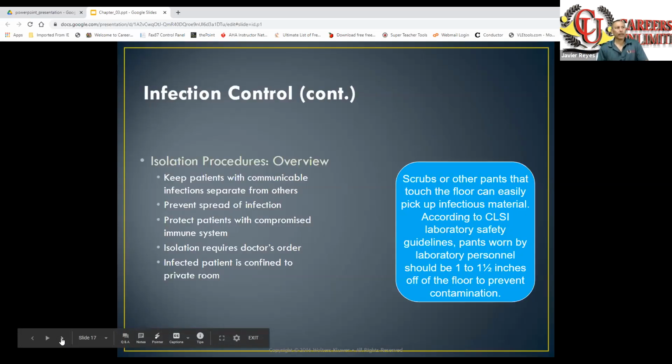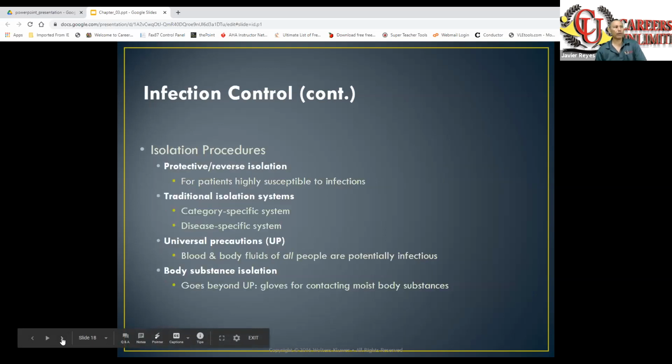Isolation procedures, again, it's very important that you understand what kind of isolation methods or practices you're going to do with certain patients. You're not going to do it with everybody, just with some, okay? Scrubs or other pants that touch the floor can easily pick up infectious material. According to CLSI laboratory safety guidelines, pants worn by laboratory personnel should be 1 to 1.5 inches off the floor to prevent contamination. Obviously, you don't want your clothes dragging on the dirty floor. You'll be carrying that around forever.